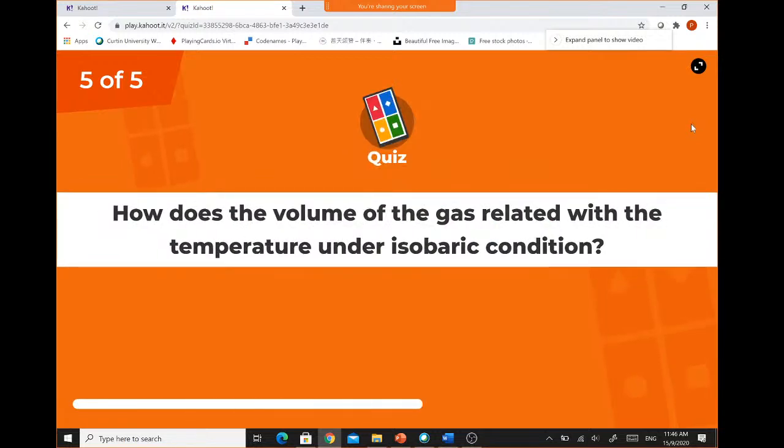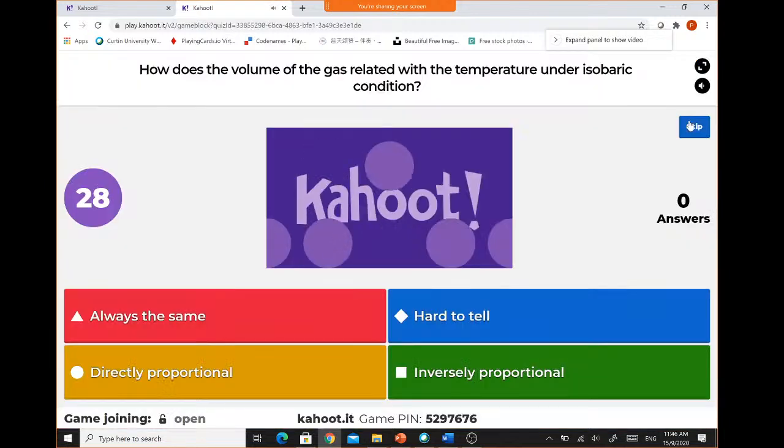How does the volume of the gas relate to the temperature under an isobaric process? Red color, always the same. Blue color, hard to tell. Yellow color, directly proportional. Green color, inversely proportional.